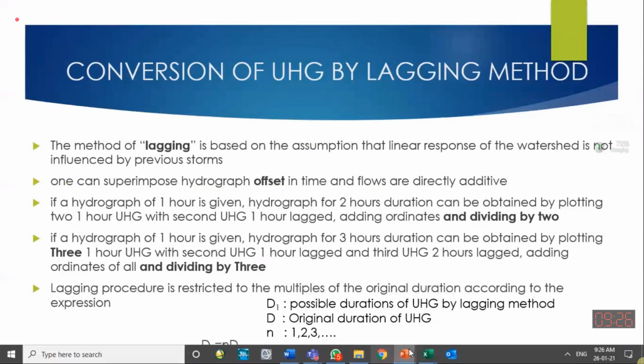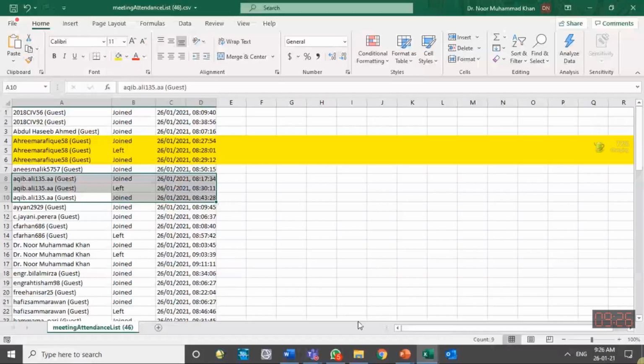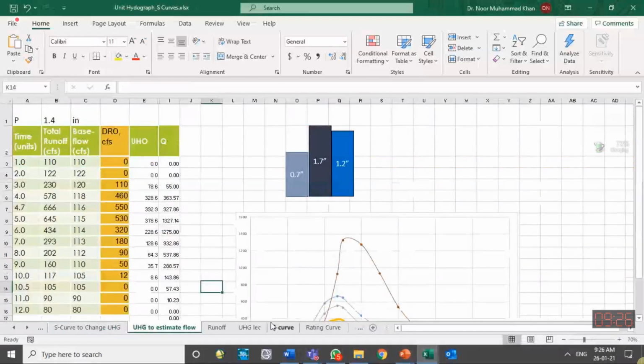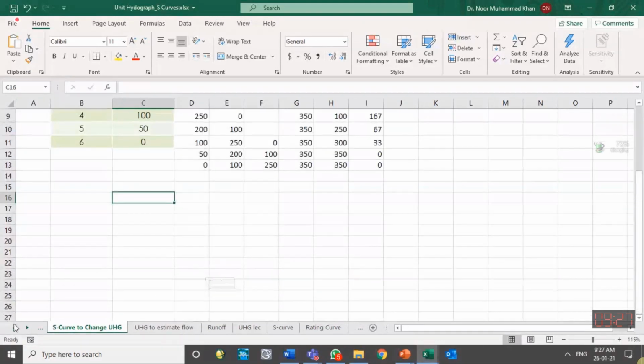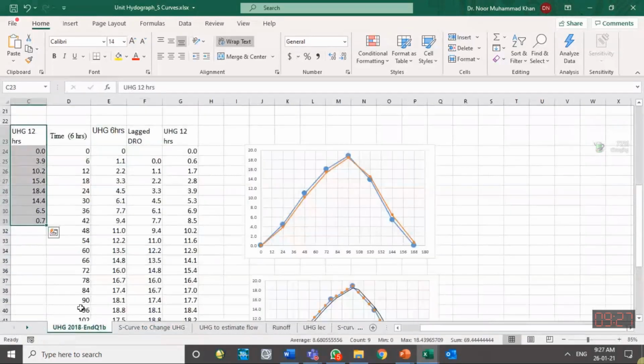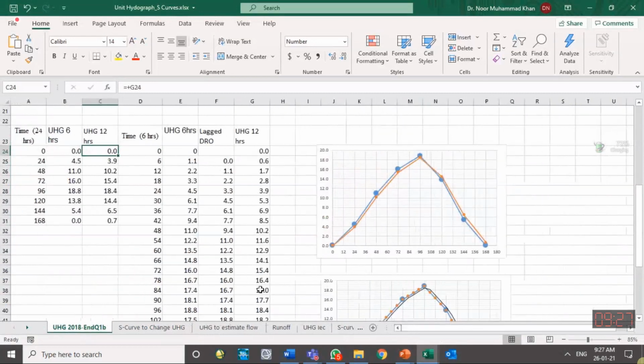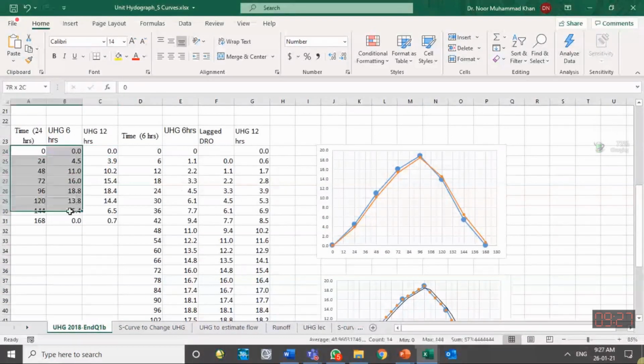Let me see if I have the example done over here. Unit hydrograph estimate conversion. So here is a conversion. Here is a 6-hour unit hydrograph. Is it so? Yeah, here is a 6-hour unit hydrograph.